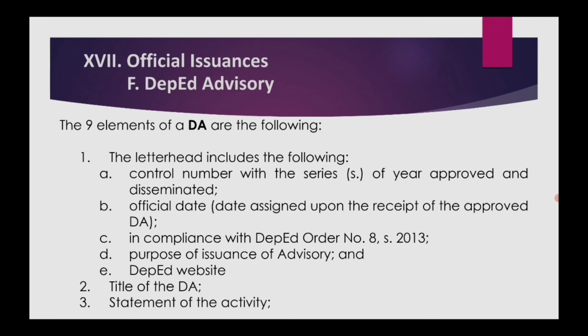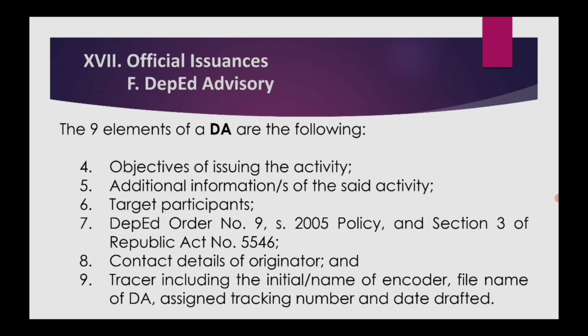So the DepEd advisory has 9 elements: the letterhead including the following: control number with a series of year, approved and disseminated, official date in compliance with DepEd Order No. 8, Series of 2013, purpose of issuance of advisory and DepEd website, title of the DepEd advisory, statement of the activity.